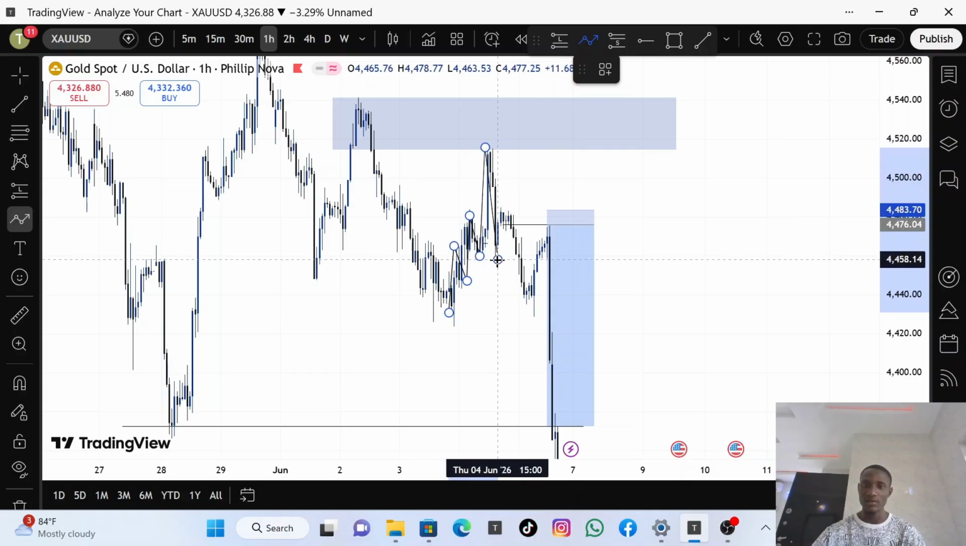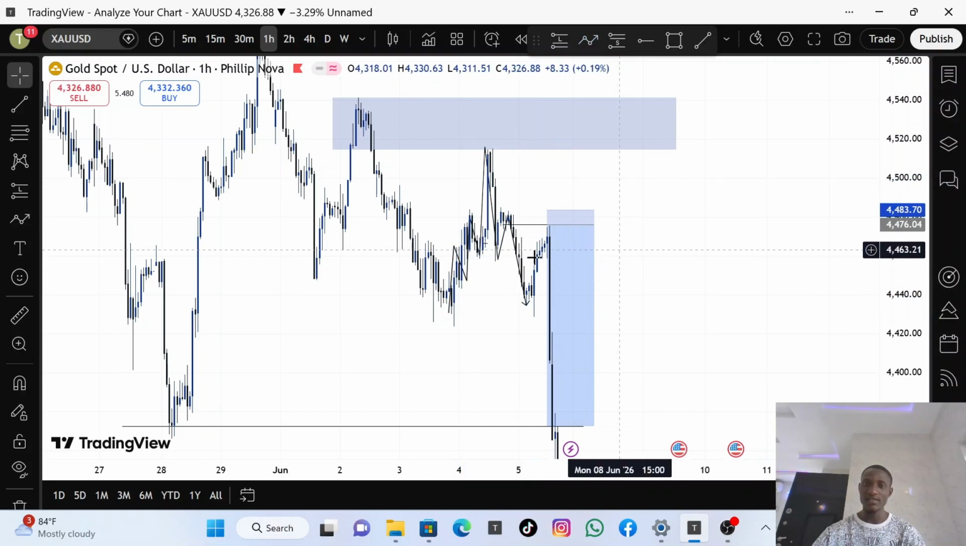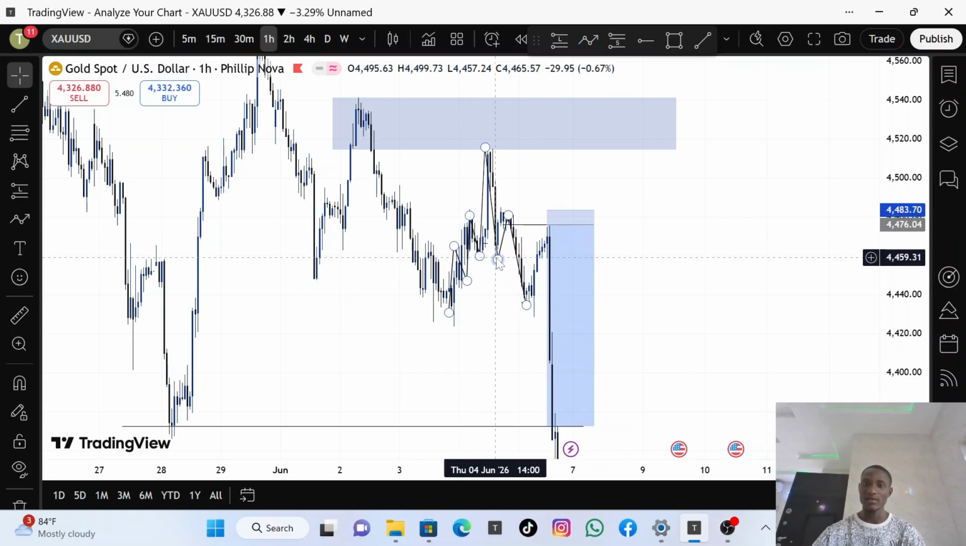The market eventually came and took out this double low. As you can see, this is just like a neckline. Market pulled up, and these two are the neckline. So immediately market took out this low here, I knew that the market was going to sell.